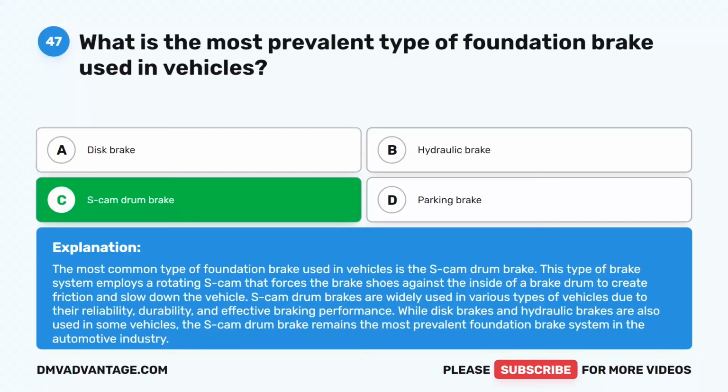This type of brake system employs a rotating S-cam that forces the brake shoes against the inside of a brake drum to create friction and slow down the vehicle. S-cam drum brakes are widely used in various types of vehicles due to their reliability, durability, and effective braking performance. While disc brakes and hydraulic brakes are also used in some vehicles, the S-cam drum brake remains the most prevalent foundation brake system in the automotive industry.